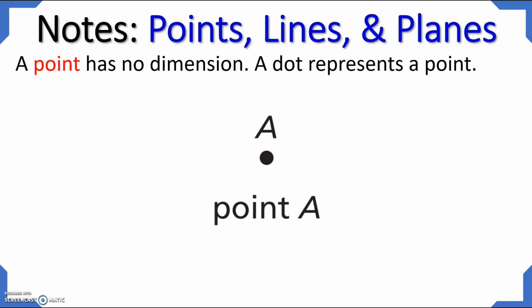The focus of this video lesson is points, lines, and planes. A point is a geometric shape that has no dimension, meaning it has no actual size, no length or width. A dot is used to represent a point. When we say this, we write point A or say point A. When we see it, it's just a dot with an uppercase letter next to it.